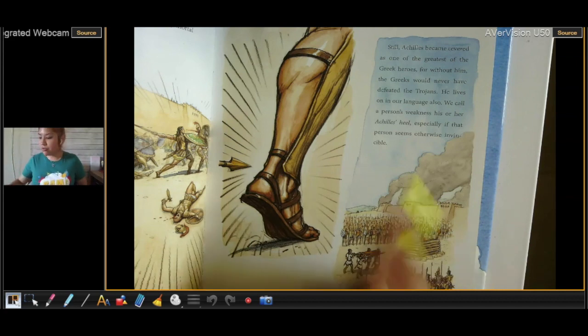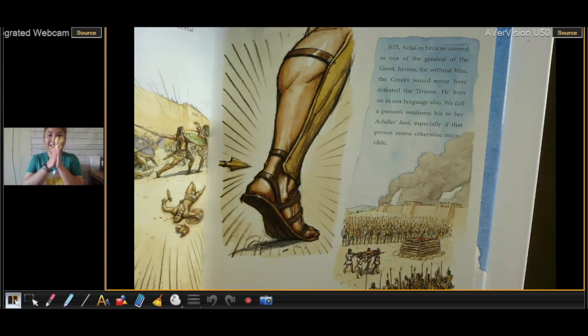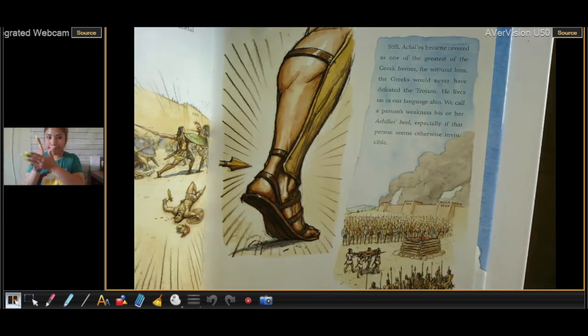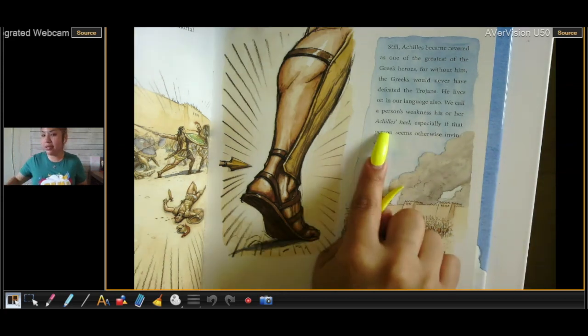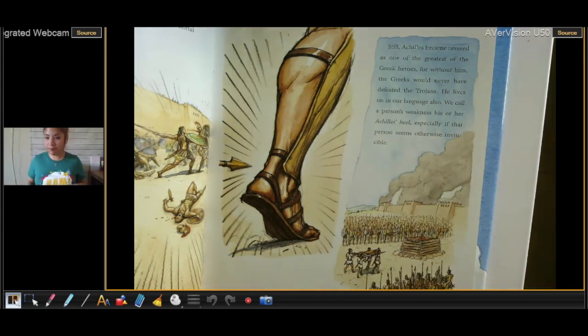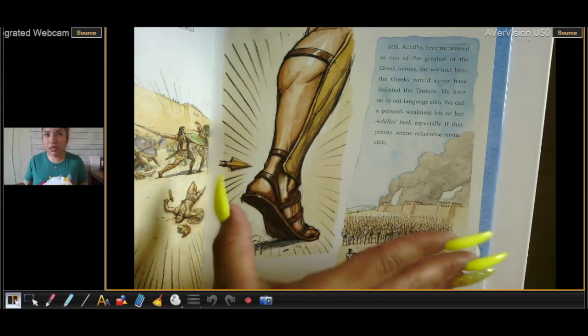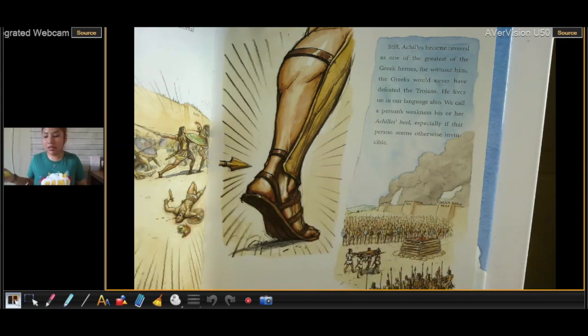So boys and girls, what is this called when the words are like this? They're italics, right? So what is the author trying to do here? Remember? She's trying to emphasize or make a point that Achilles' heel was what? What do we say that meant? It's a person's weakness, right? So that one thing that made him so extraordinary actually killed him.